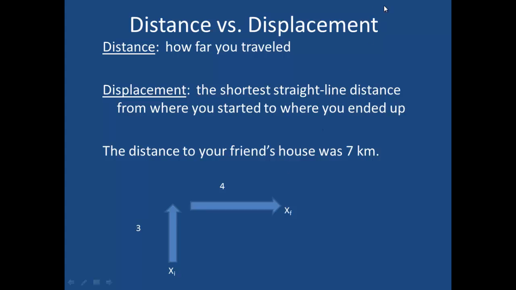Displacement is a different value. So again, we're looking at the shortest straight line distance from where you started to where you ended up. In this example, the total displacement would be 5 kilometers. So again, we're starting at our initial position, but at this time we're going straight to our final position. Now here, this was figured out because it is a 3, 4, 5 right triangle. But again, we could use the Pythagorean theorem like we have throughout the class in order to calculate this magnitude.